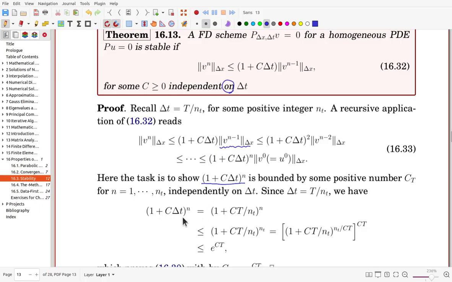Okay, that one we can rewrite in this way. Delta t is capital T over n sub t. So we replace delta t with this one, to the power n. Now, rather than n, we consider the last n_t so that we have this inequality. But we rewrite this one in this way. Now we keep this one, n_t over c t.